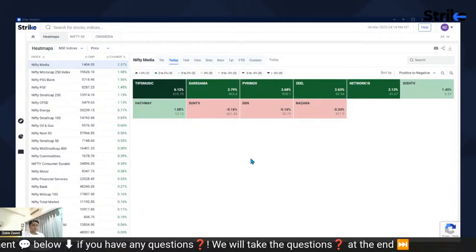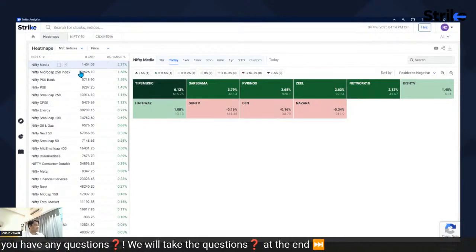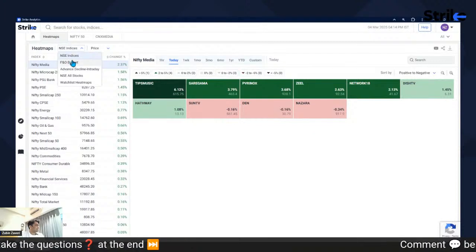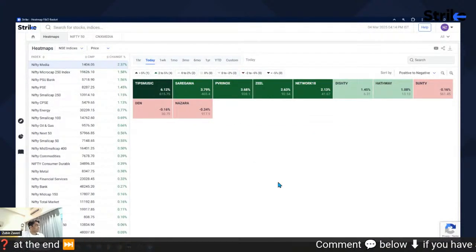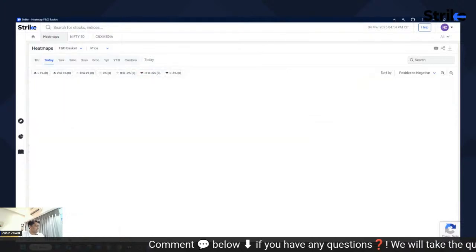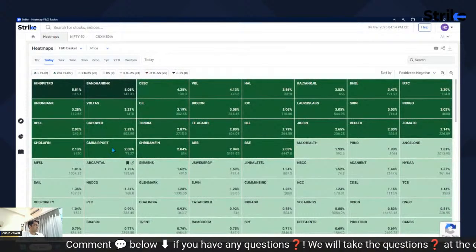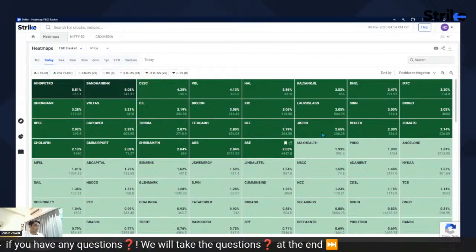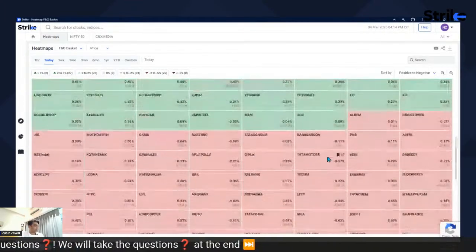So when we go over here, let's say I want, instead of NSE indices, the F&O basket. So all the stocks from the F&O basket will get listed over here. So this is the F&O basket heat map, color coded ones out here.